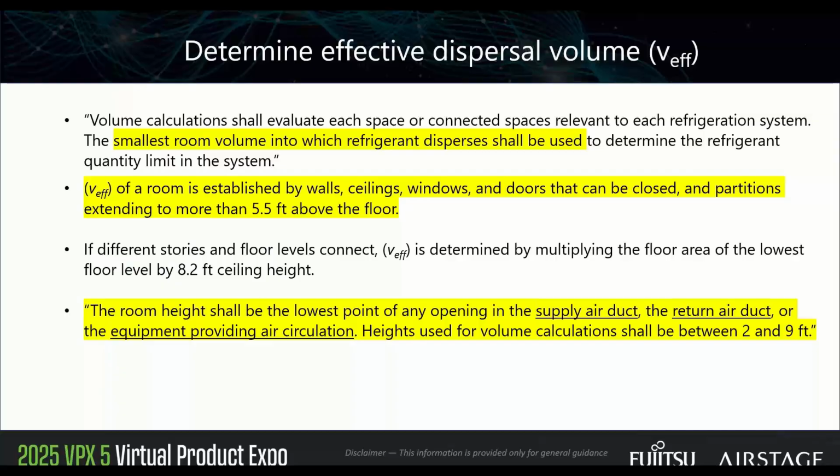And then a partition extending to more than 5.5 feet above the floor. Also important, if you have a cubicle environment and you have high walls between the cubicles, there could be separate rooms if they are above 5.5 feet, especially if they have some kind of door also. The bottom, it talked about the room height. It should be the lowest point of any opening in the supply air duct, the return air duct, or the equipment providing air circulation. The heights can't be less than 2 feet or more than 9 feet. Whatever height you have, you have to stay between those two numbers. The next slide.